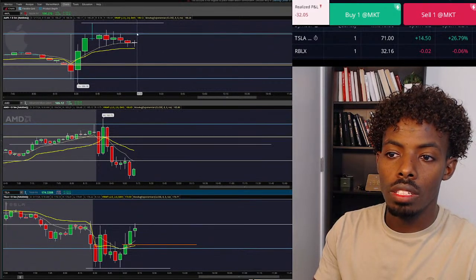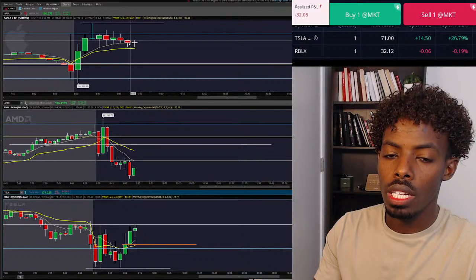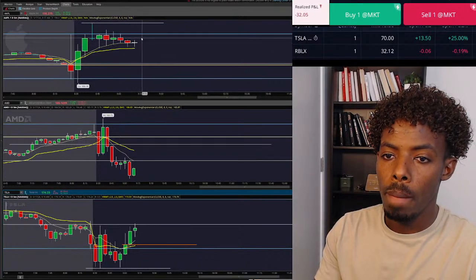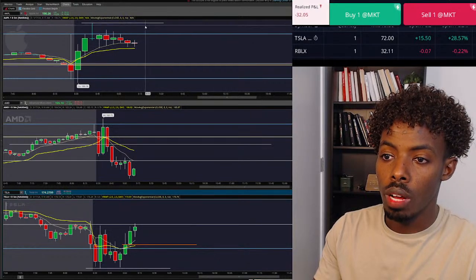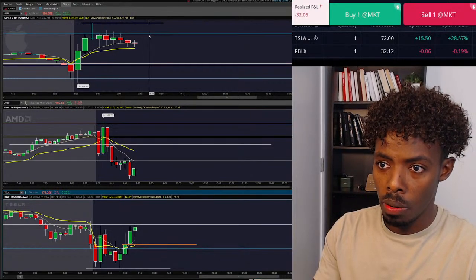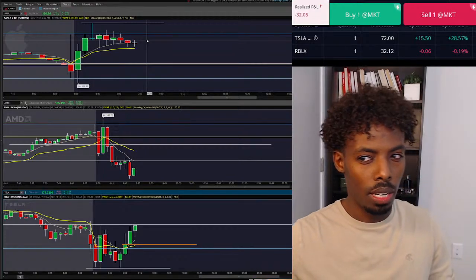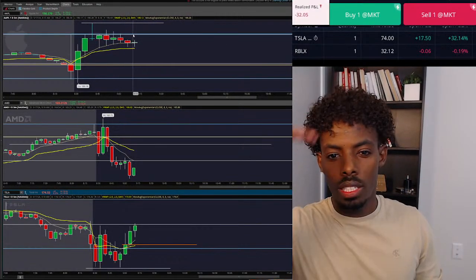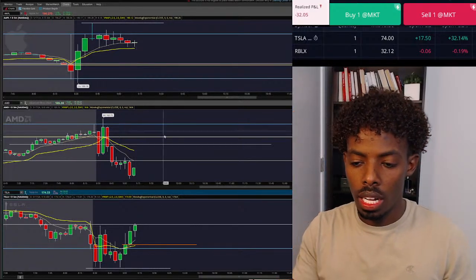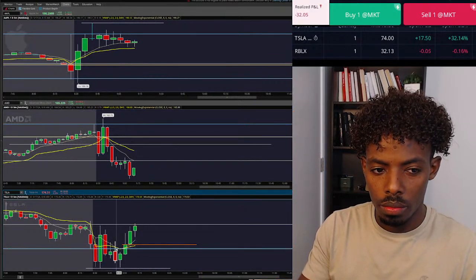Because it's so tight to the pre-market high, I don't want to get in on this call. I'd rather allow it to go above it and then have the VWAP supporting it and then get in. I like that setup better than getting in on the call right now when it's so tight to the ceiling, the pre-market high. So I'd rather just wait it out.